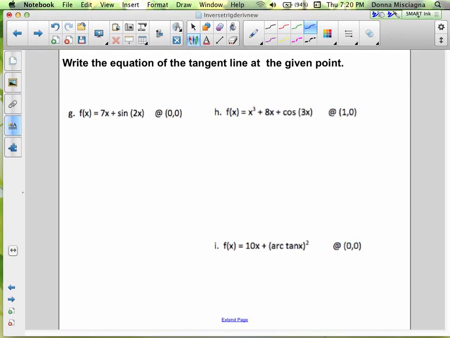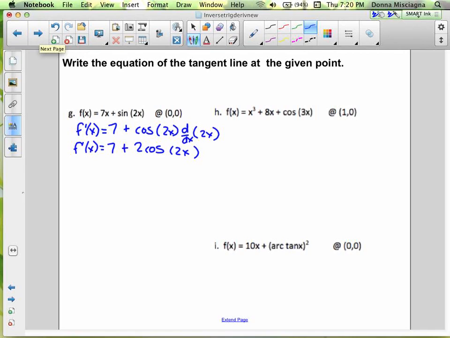All right, so we got f of x equals 7x plus sine 2x. F prime of x, derivative of 7x is just 7. For sine 2x, it would be a chain rule. We're going to take the derivative of the outside, so that would be cosine of the inside, in this case cosine 2x, times the derivative of the inside, the 2x. Derivative of the 2x is 2, so our derivative here is 7 plus 2 cosine 2x.